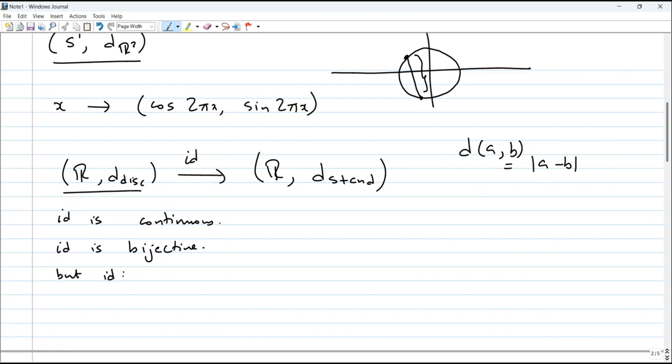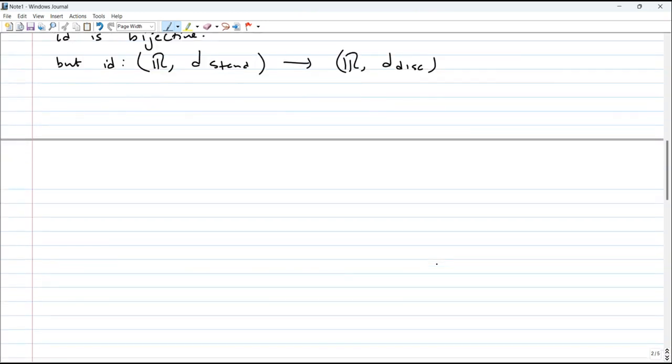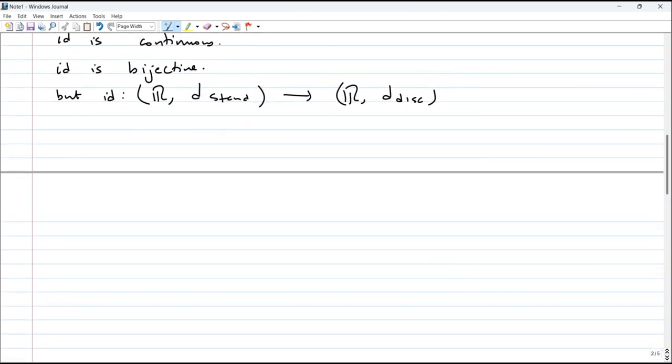The identity that goes from R, D standard to R, D discrete is not continuous. And I will show you why it isn't continuous. You can pause the video now and try to prove that it isn't continuous. In order to be continuous, we need to look at the epsilon delta definition.